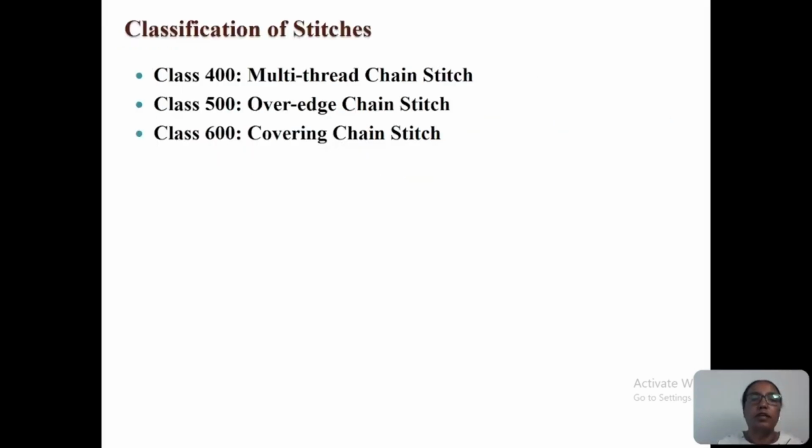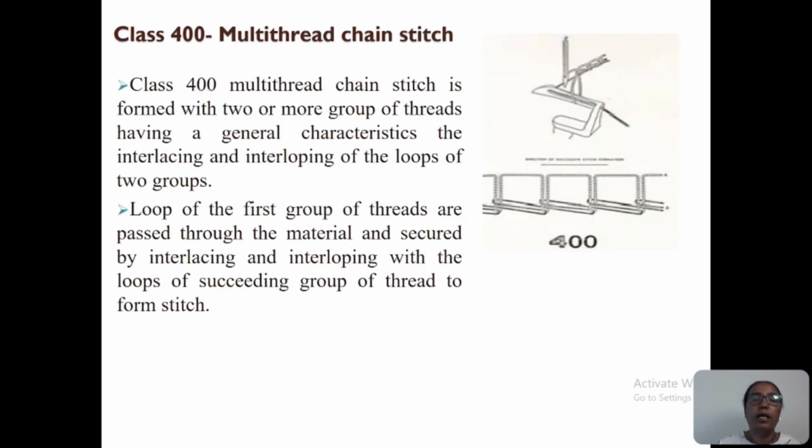Stitches can be classified as class 100, single needle chain stitch; class 200, hand stitch; class 300, lock stitch; and others: class 400, multi-thread chain stitch; class 500, over edge chain stitch; and class 600, cover chain stitch. Now, class 400 multi-thread chain stitch.